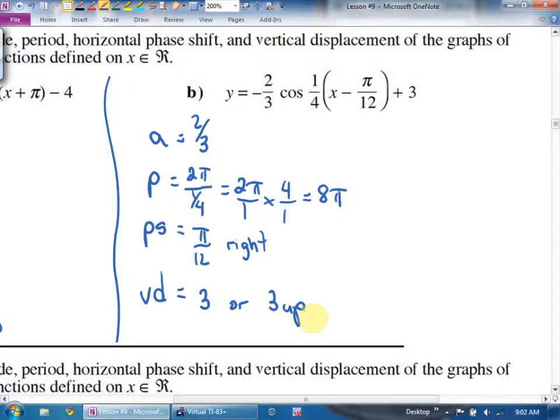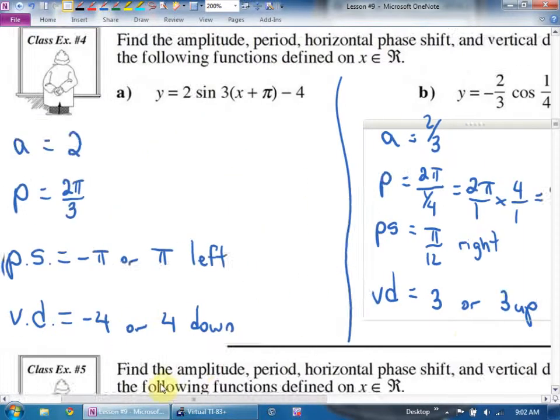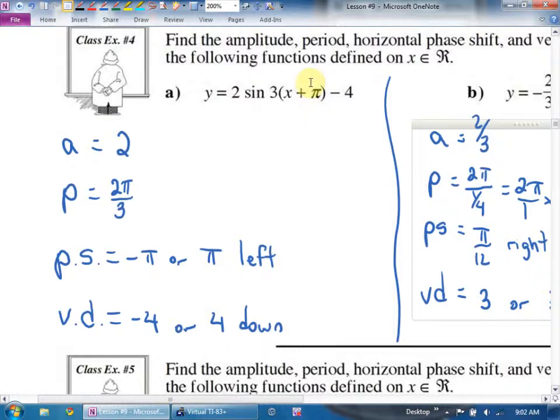Okay? Now, before we turn the page, let's go back to this one here. What's my vertical displacement? 4 down. So remember the cosine graph, which started up high, you would move the whole thing 4 down.